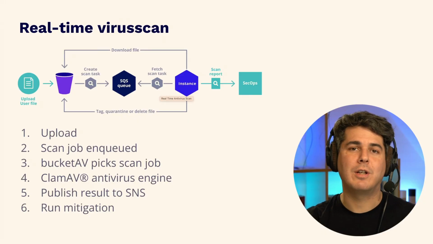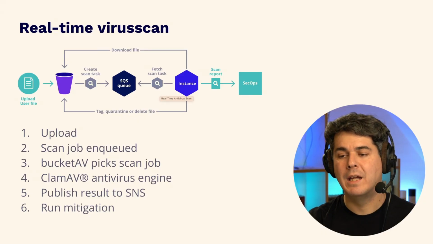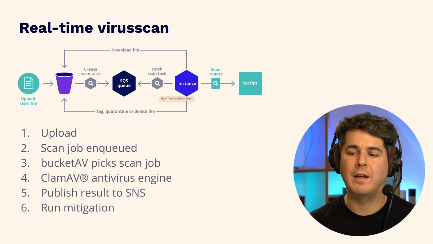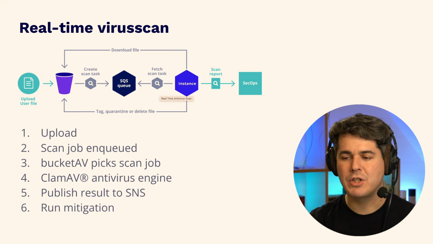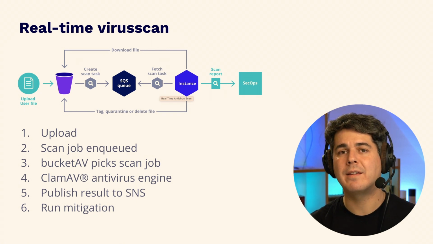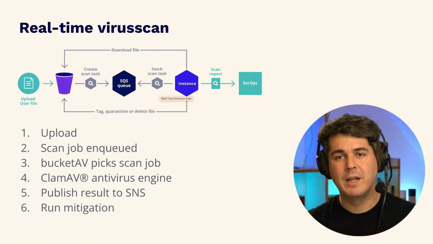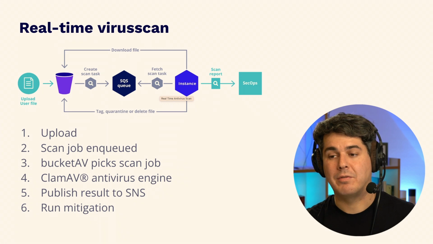So what features do we have in particular? The first feature you already saw, real-time scanning. So you upload a file, it's enqueued in the scan queue, we pick it up, we scan it using the bucketAV antivirus engine, we publish the result to SNS, and also, for example, we add tags and things like that. So this is what we call mitigation, or we delete the file if it's infected.